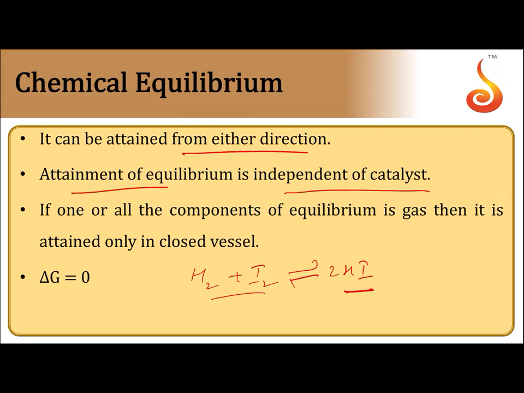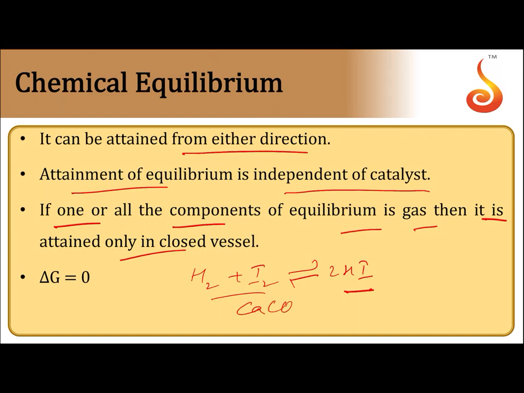Attainment of equilibrium is independent of the catalyst. Whether we use a catalyst or not, we can attain equilibrium. The only difference is that with a catalyst, we attain equilibrium faster. Otherwise, we can attain equilibrium even without a catalyst. If one or all of the components of an equilibrium are in a gaseous state, then equilibrium is attained only in a closed vessel.